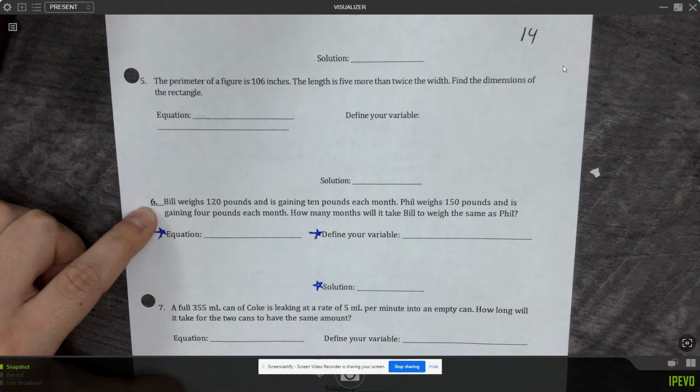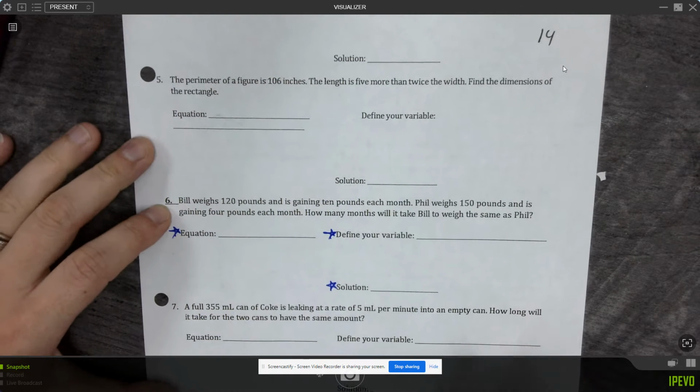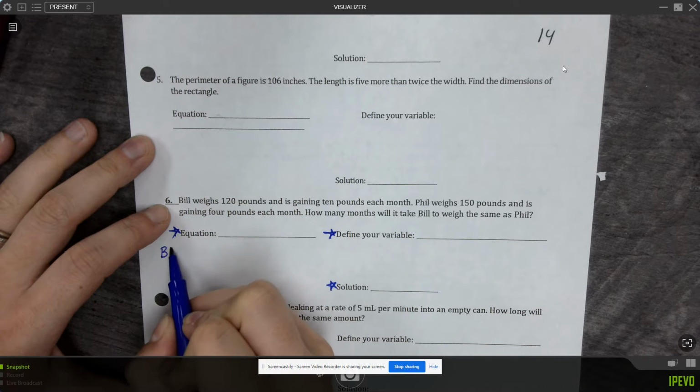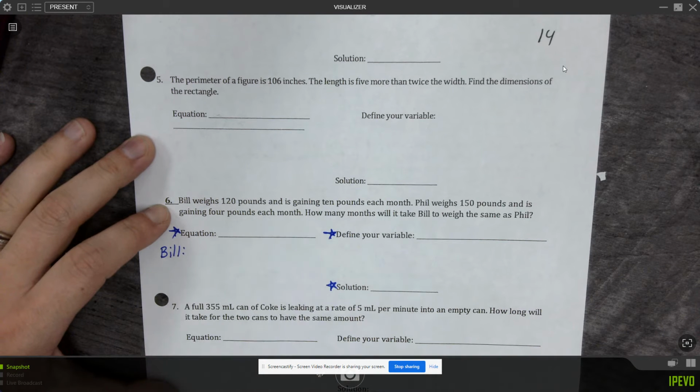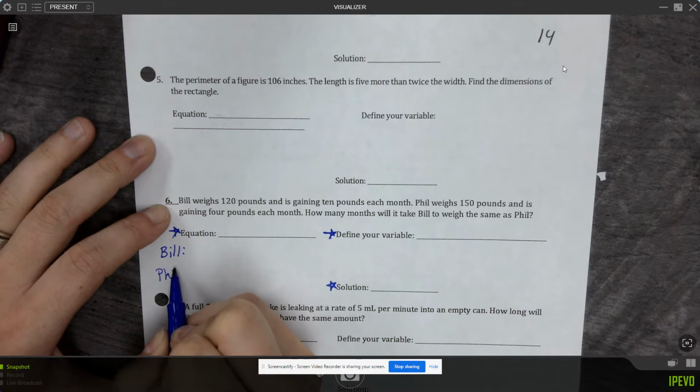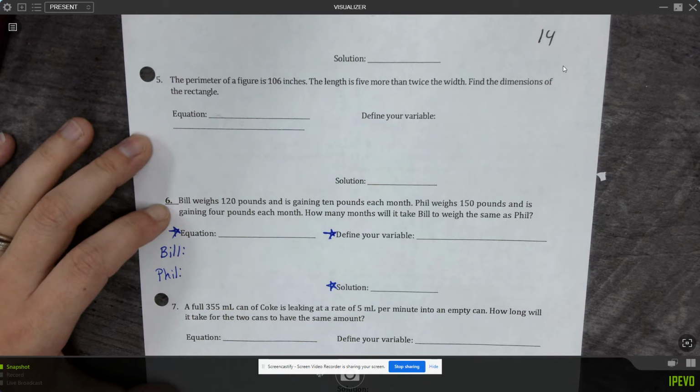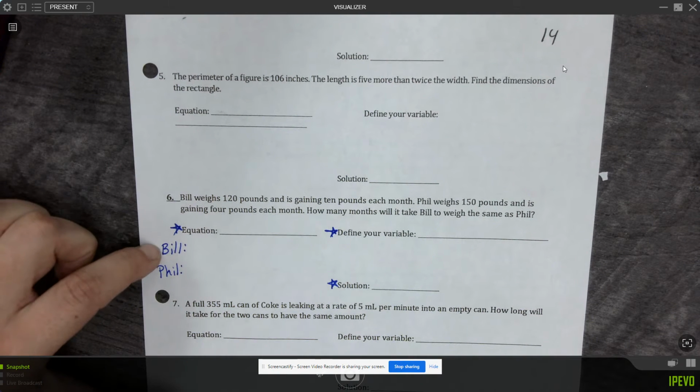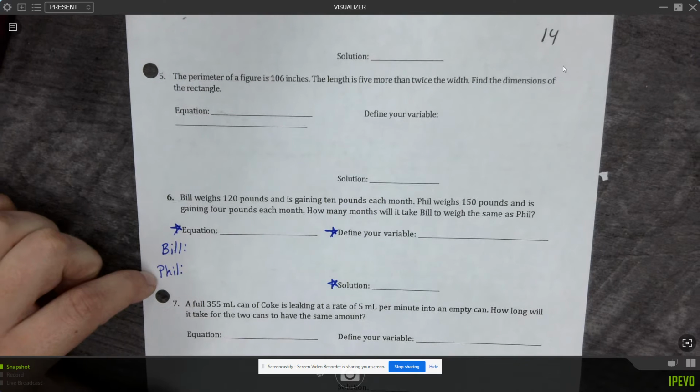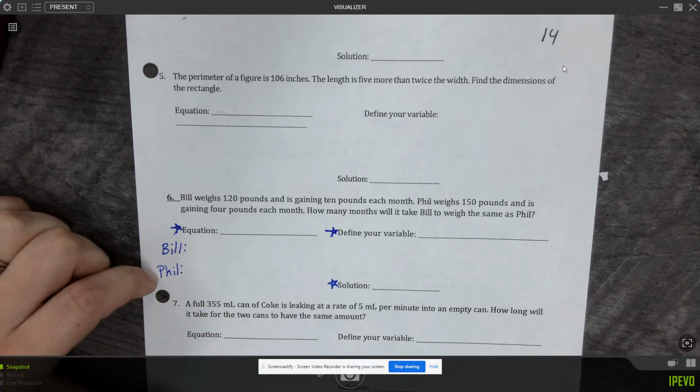Bill weighs 120 pounds and is gaining 10 pounds each month. Phil weighs 150 pounds and is gaining 4 pounds each month. How many months will it take Bill to weigh the same as Phil? So I'm going to set up two separate little expressions first. The first one is going to be Bill, and the second one is going to be Phil. I'm going to set up what I know about Bill, and then what I know about Phil, and then I'm going to go back and read the question.